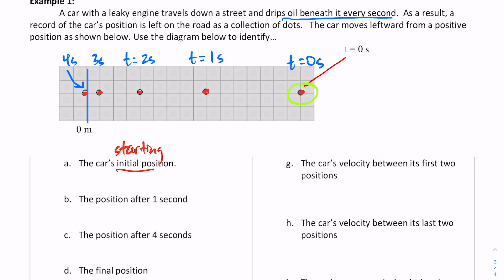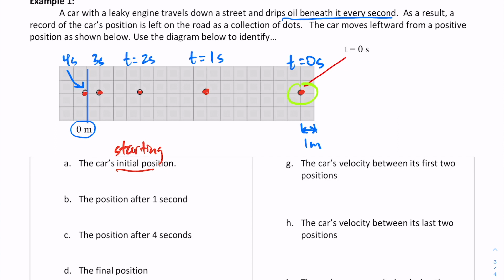And then similarly, I'm going to label the position. So this here is the 0 meter mark. And actually I should include this because it doesn't say in the example directions. We will assume that every grid mark, like the distance from here to here, is 1 meter. I'm going to go ahead and add that.